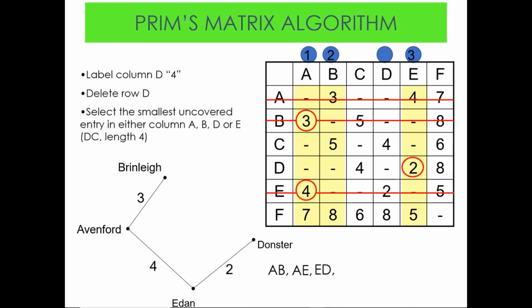Then you cross out the row that D is in, and label column D with a number 4. That's the 4th node we've added onto our minimum spanning tree. You're now looking at all 4 of these for the smallest value, so you can have 7, 5, 8, 4, 8, 5. The smallest of those is this 4 from C to D. So circle that one, add it onto your diagram, and add it onto your list.